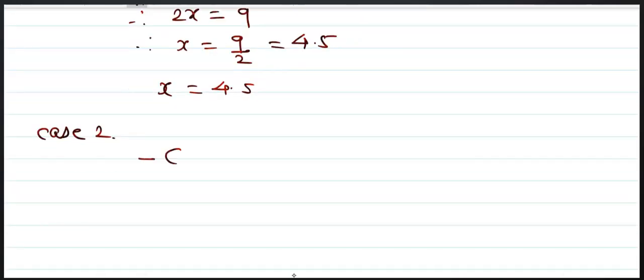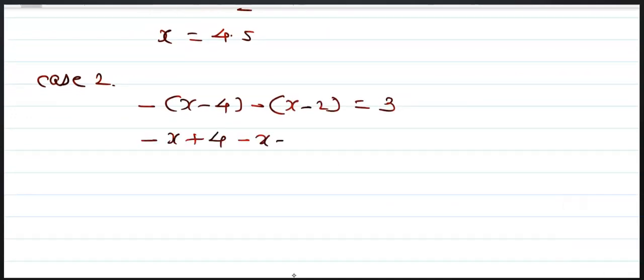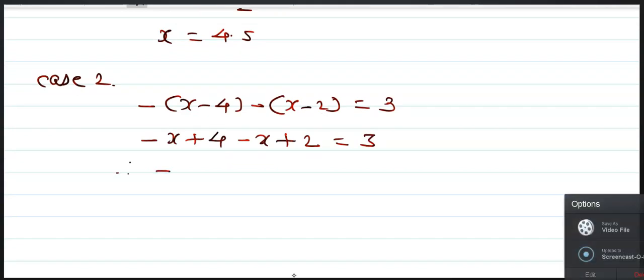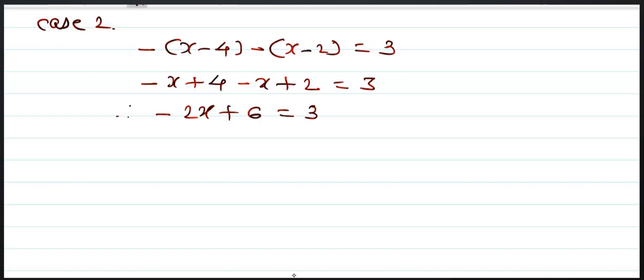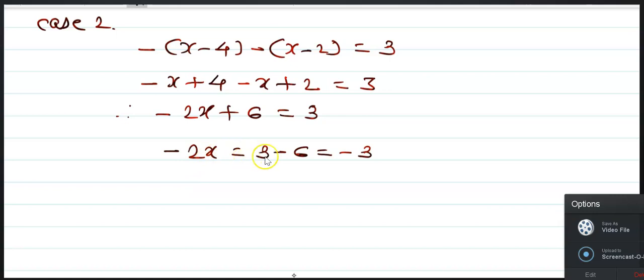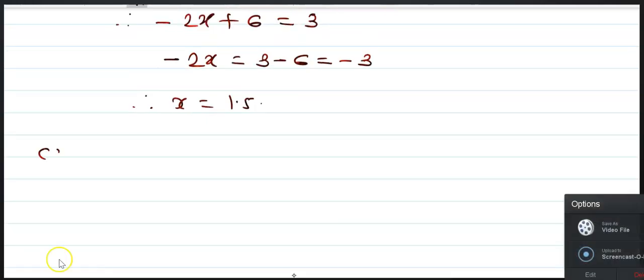Now case 2, both of them are negative, and simplify it. After simplification, minus and minus becomes plus, minus 2 and minus 4 here becomes a plus. Therefore minus 2x plus 6 equals 3. Therefore minus 2x equals 3 minus 6, equals minus 3, and the value of x is equal to 1.5.